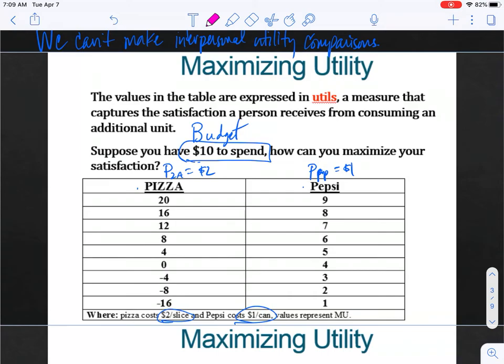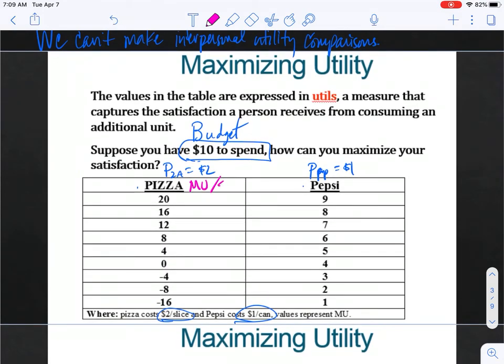So what is it that we need to think about? What is the marginal utility per dollar? So you've got to take that marginal utility number and adjust by the price. So a slice of pizza gives me 20 units of happiness, but it costs me $2. What's my marginal utility per dollar? Marginal utility divided by price. So pull out your calculators if you need to, but you've got 20, that's the utility, right, for the first slice, and the price is 2. What's the marginal utility divided by the price? That's 20 divided by 2.